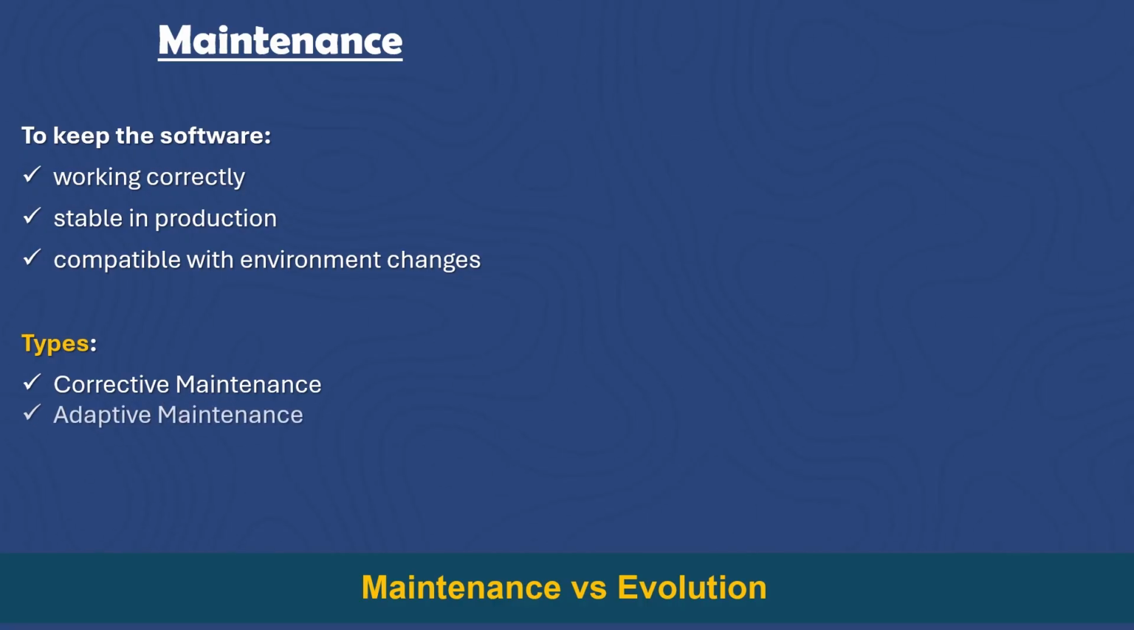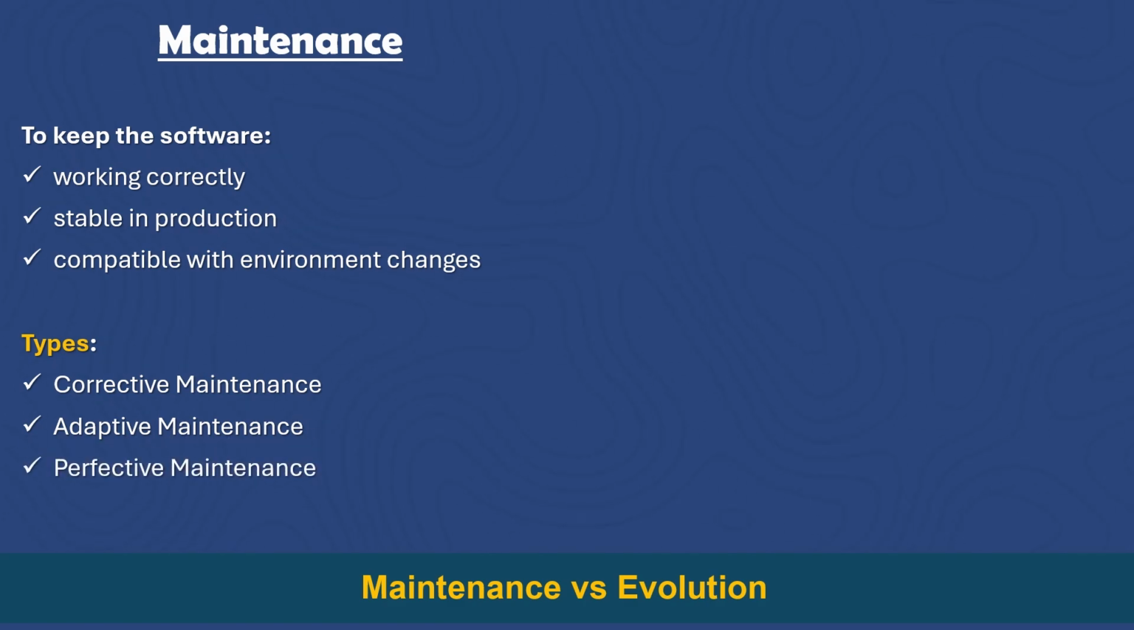Then adaptive maintenance, meaning adapting to changes in the environment, for example, updating software to support a new Android version. Then perfective maintenance, which improves the performance or usability, for example, speeding up a search feature or improving the UI layout. Then preventive maintenance, which aims to prevent future issues. This may include refactoring code to reduce complexity or, for example, adding logging to detect future failures.